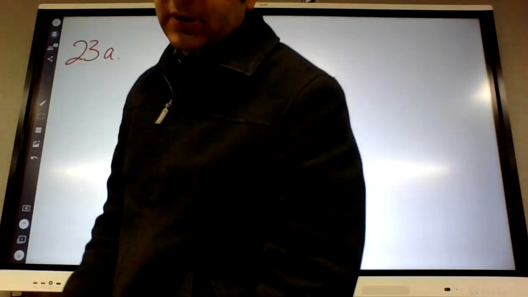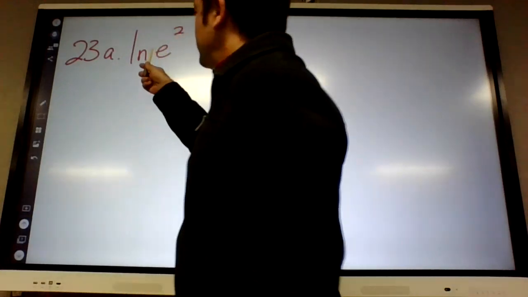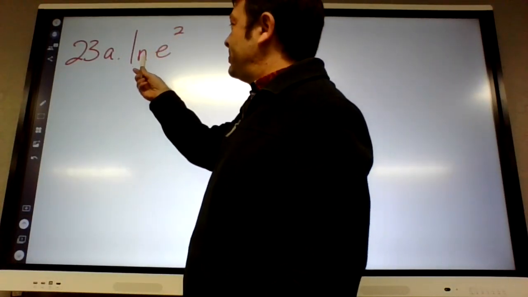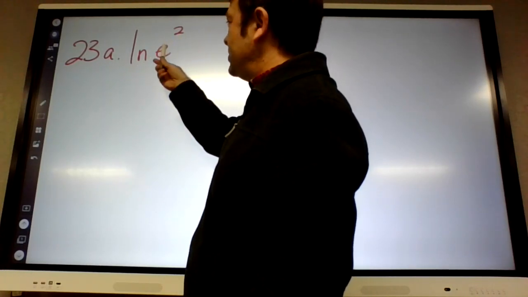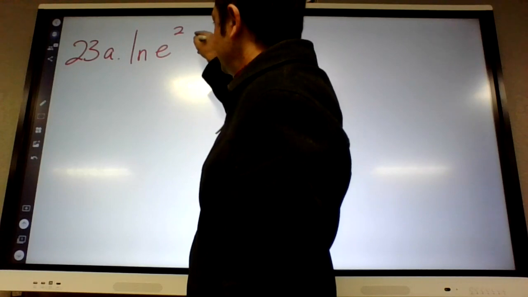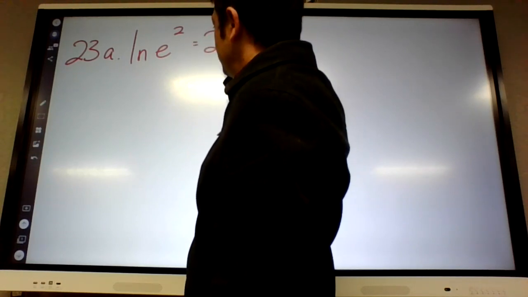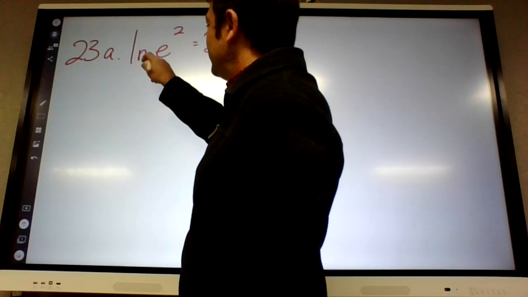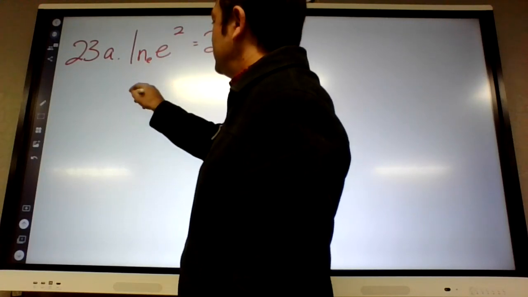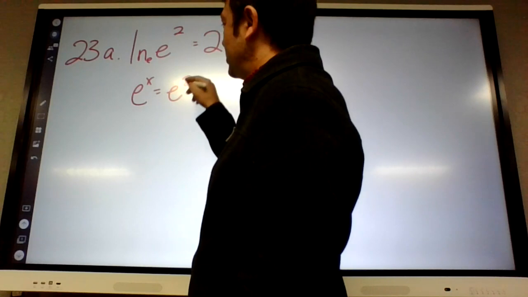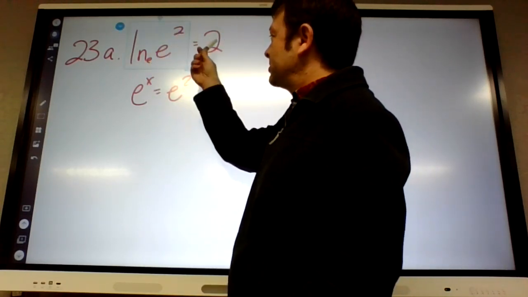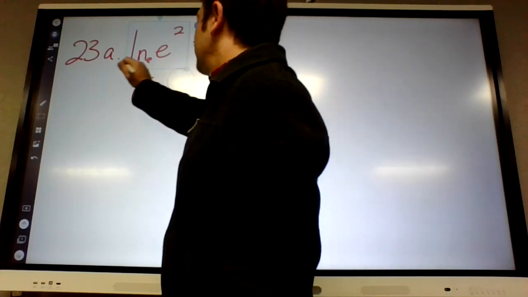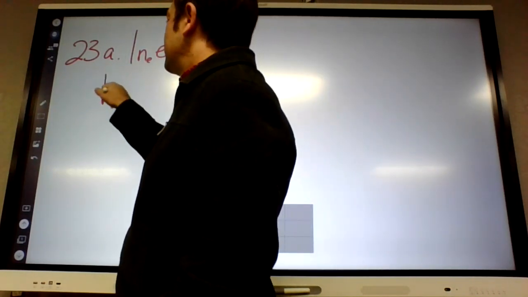What was it? Natural log of e squared. So natural log means there's a little invisible base e right here. So this means e to the what equals e squared. When the base and the number are the same, the exponent's just going to go right there. Anyway, e.